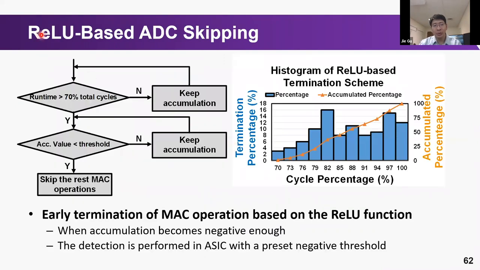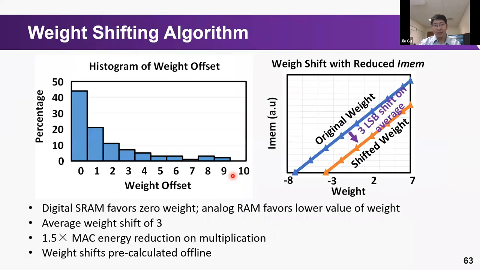We also do a ReLU-based ADC skipping. The idea is if our accumulation becomes so negative that we know that after passing through the ReLU, the result will be zero, then we just skip the rest of the operation. That actually helps reduce the amount of calculation we need and also the ADC operation. We also have a weight shifting technique. I think I'll skip this one. This is related to our analog design, where we try to improve the energy efficiency.